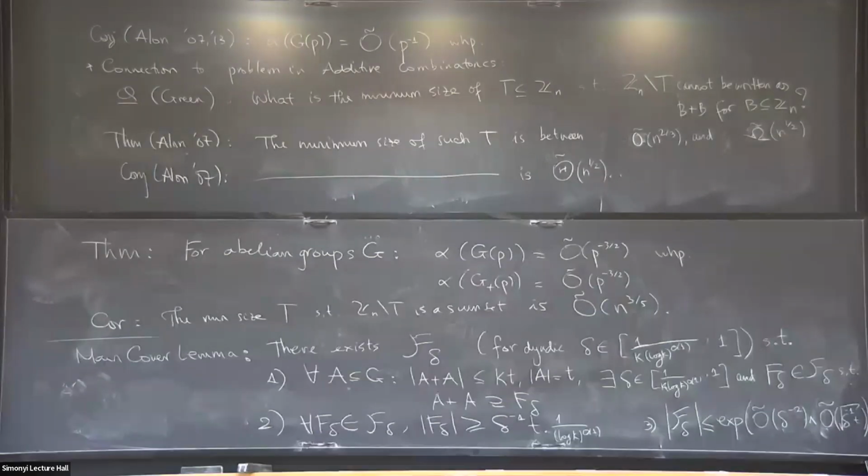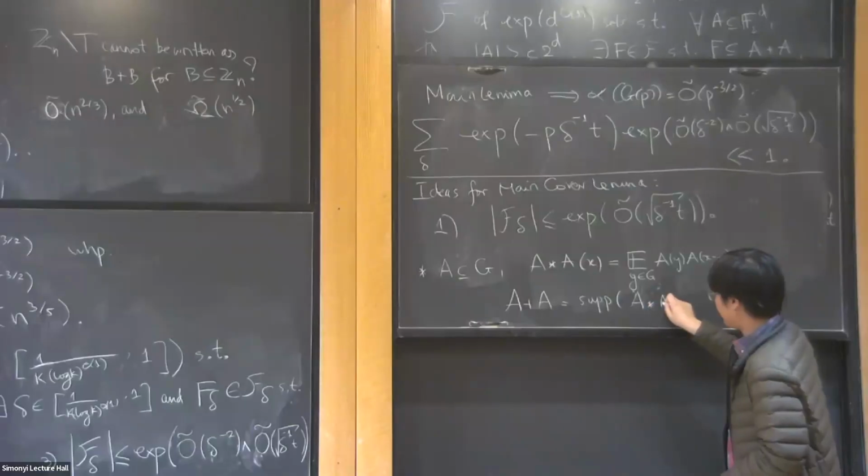So first, some notation. Given a set A in our group G, let me denote this convolution A star A. This will be another function on the group G, and the convolution at X is defined to be the average over group elements Y of A(Y) A(X minus Y). So you can see that A is now the indicator function of the set A, and of course, the sumset A plus A is exactly just the support of the convolution A star A.